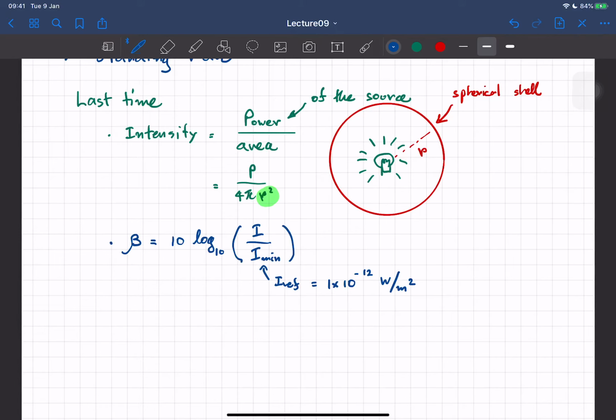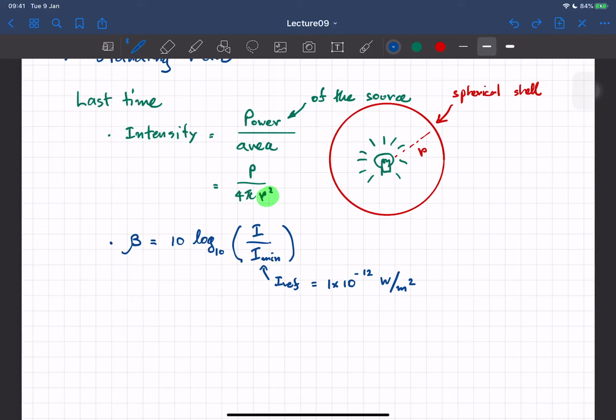Anything softer than this, your ear is not going to notice. I mean, some other animal might be able to pick it up, but we are talking about human perception of sound. So we're going to use this number here. From this, you can calculate the decibel value, which we call beta. So you have to take the logarithm of this.